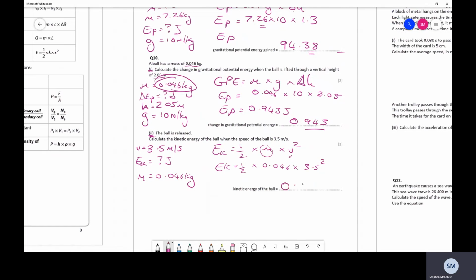Put all those numbers into my calculator. I get an answer of 0.28175, 0.28, both are fine.